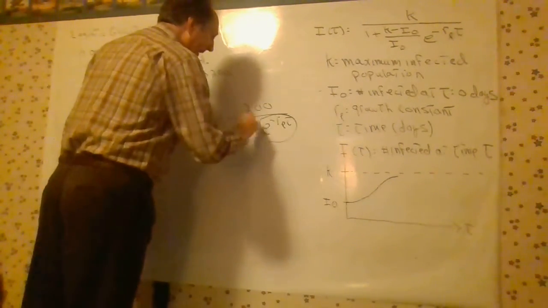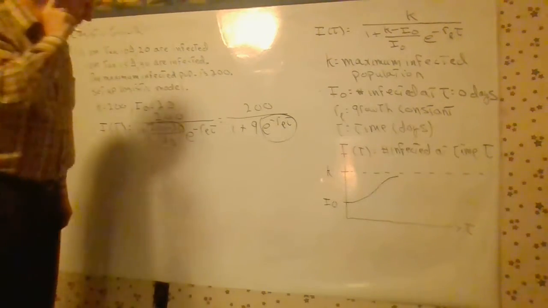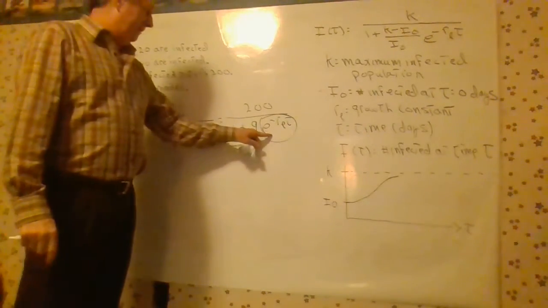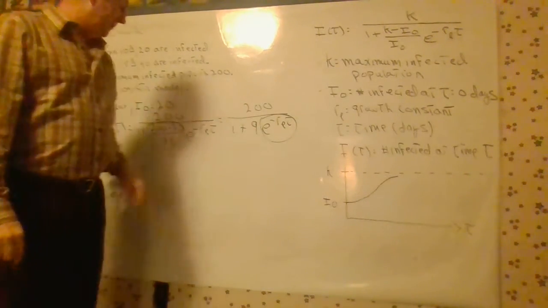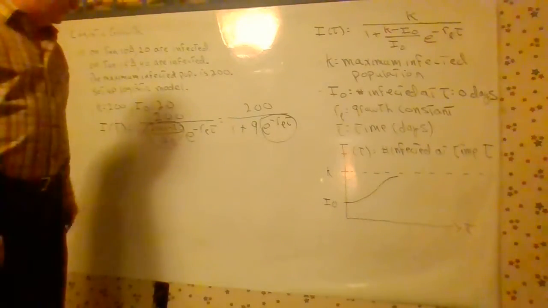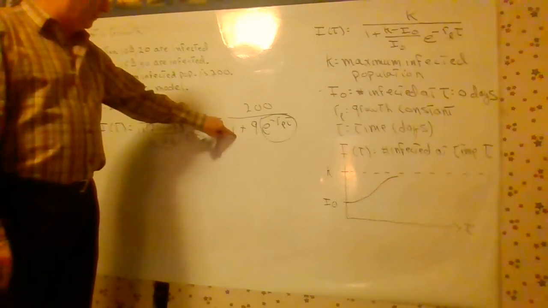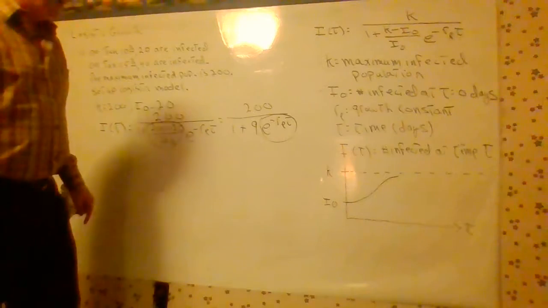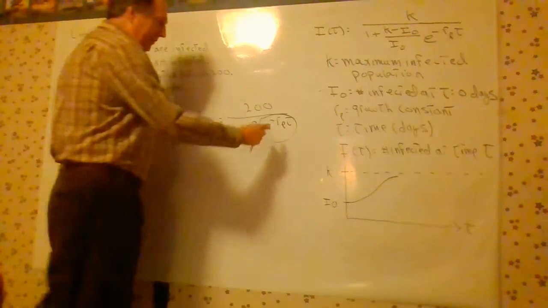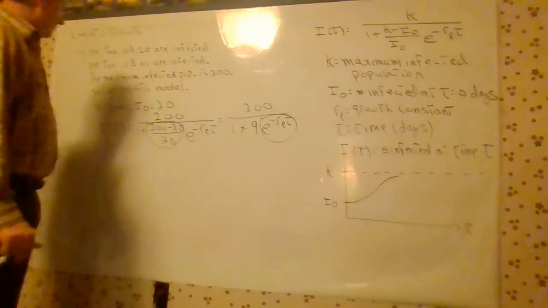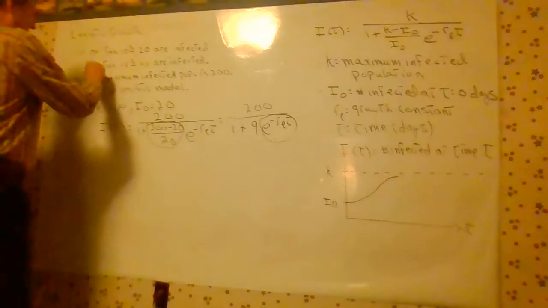This here is a decay factor. As time goes on, this decays to 0. And then 9 times 0 is 0. And the infected population tends toward 200 divided by 1, which is 200. Now the only question is, how do we find R_L? Well, we have this second data point right here.